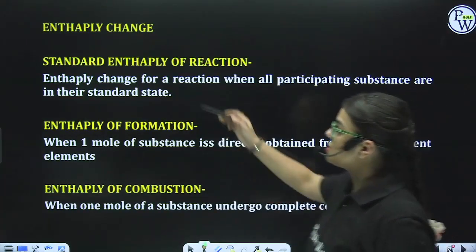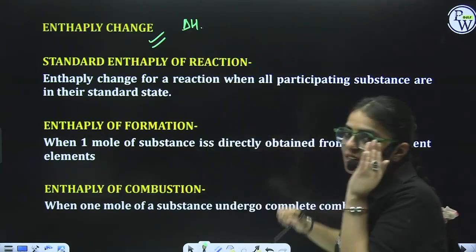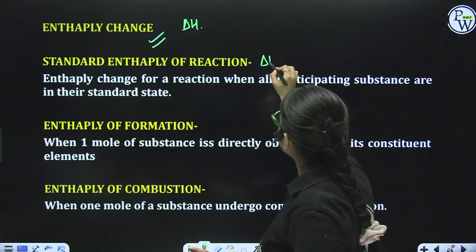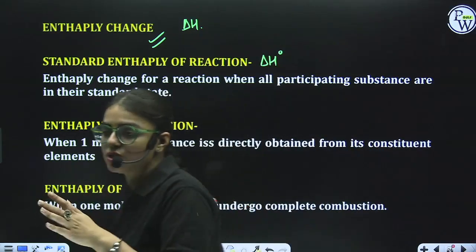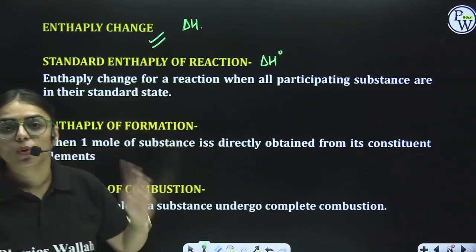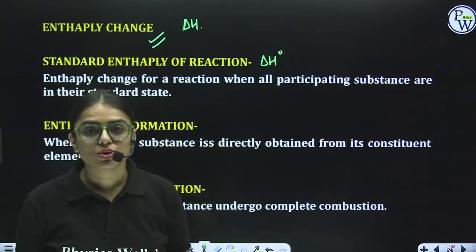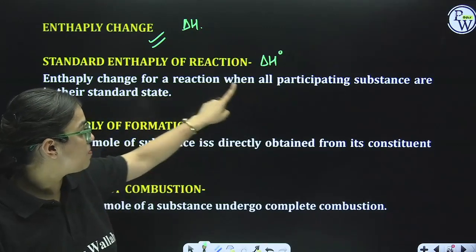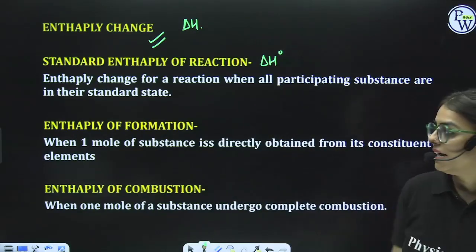Clear? Now students, come to enthalpy change. There are various enthalpy changes that we should always know. The very first is standard enthalpy of a reaction, represented as delta H naught. Now what is the standard state? When temperature and pressure are kept at a standard point, pressure is 1 atm and temperature is 273 Kelvin. So I can say that it is the enthalpy change for a reaction when all the participating substances are in their standard state. That is delta H naught.